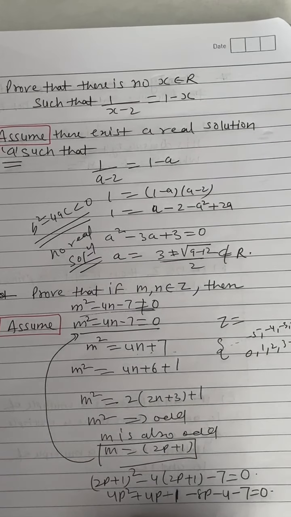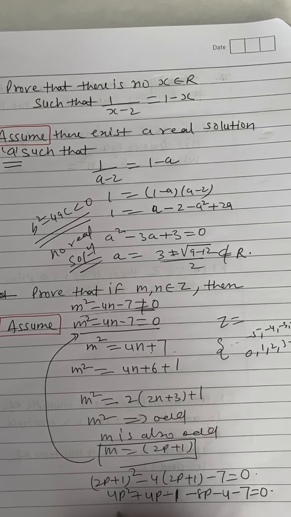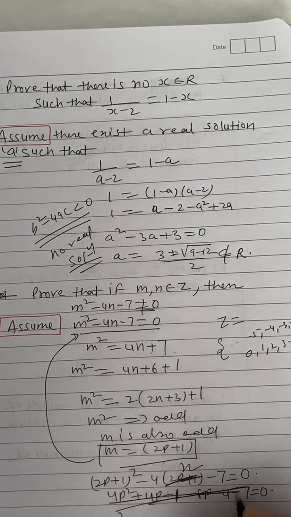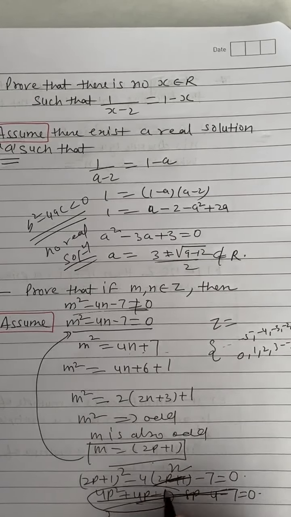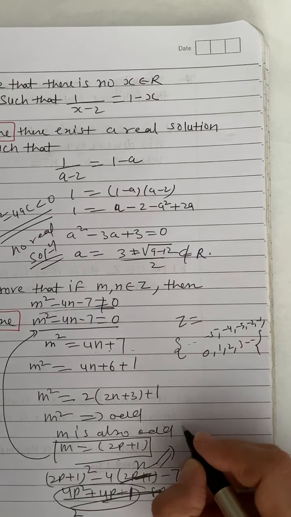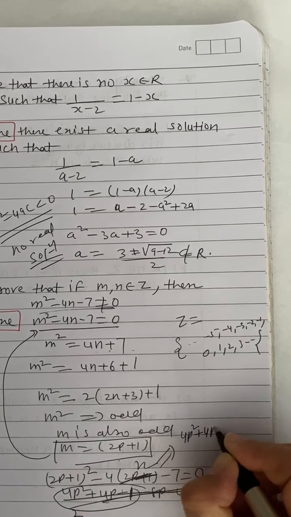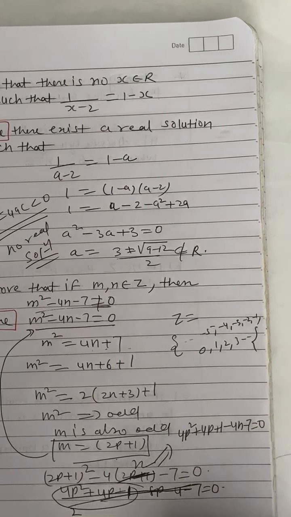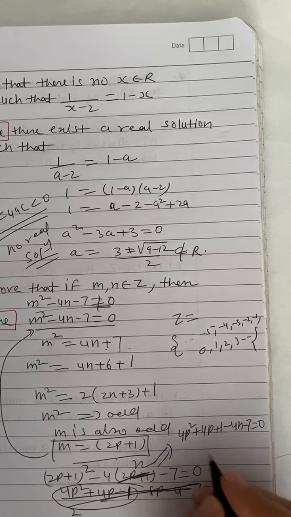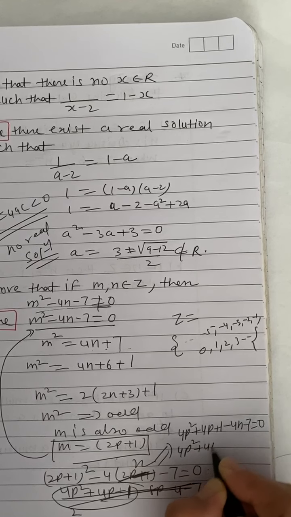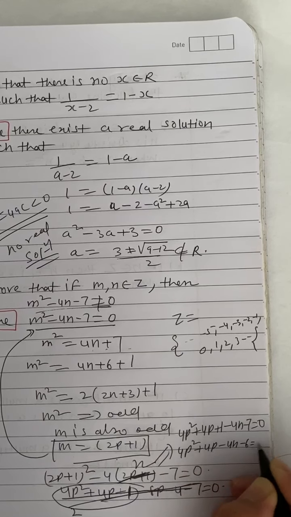So I'm going to rewrite this. You are going to get 4p square plus 4p plus 1 minus 4n minus 7 is equal to 0. So this is what you get here. Now from here, I can see what is common after simplifying this. So we got 4p square plus 4p minus 4n minus 6 is equal to 0.